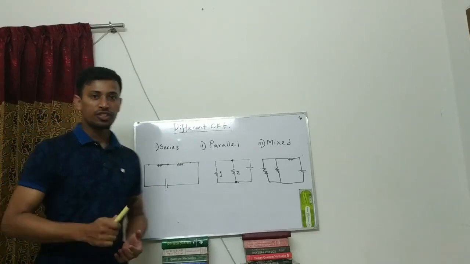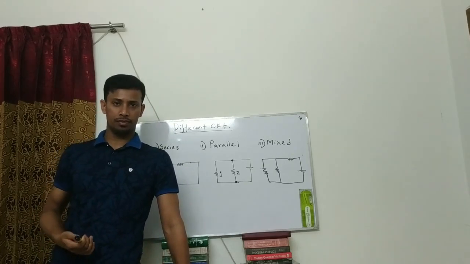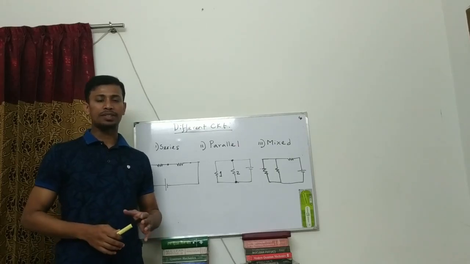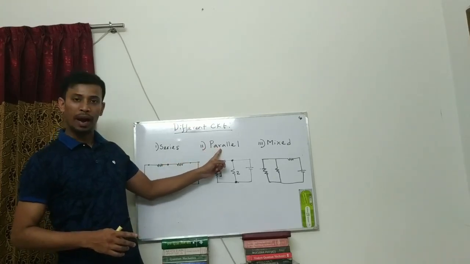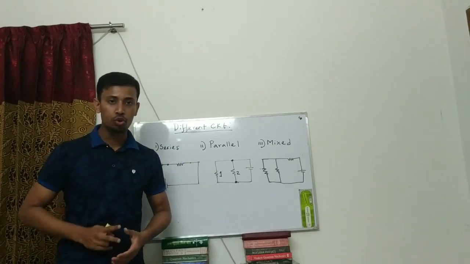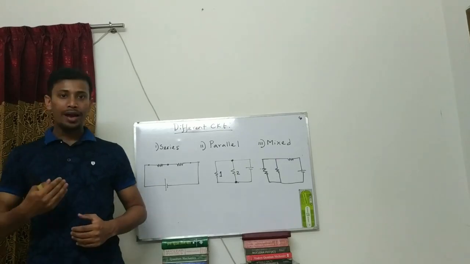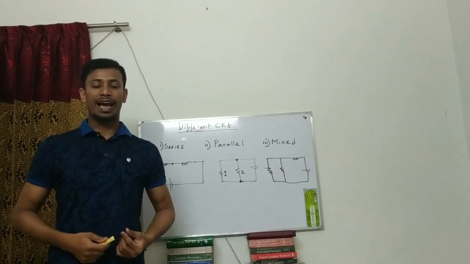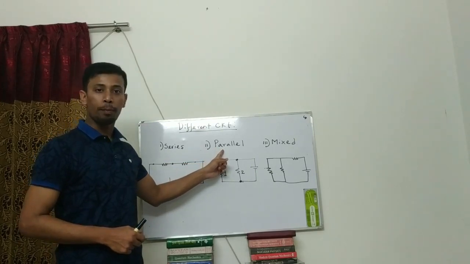Before starting, I have a question for you all. How many types of circuit do we have? Many among you can say that there are basically three types of circuit: series, parallel, and mixed. Some among you can also say that there are actually two types of circuit: series and only parallel. So what will I say? I always say that there are two types of circuit. One is series and another one is parallel.